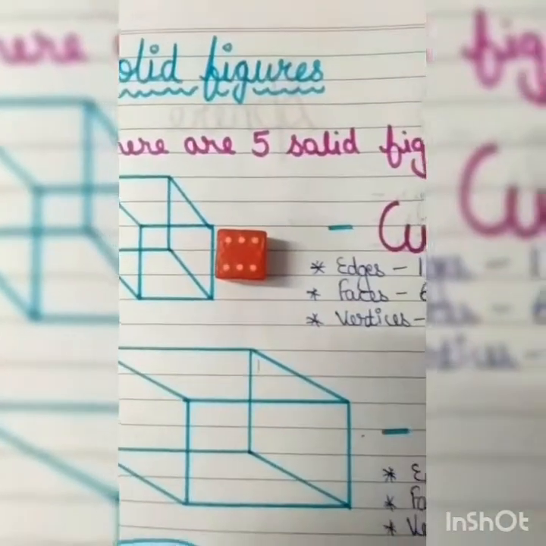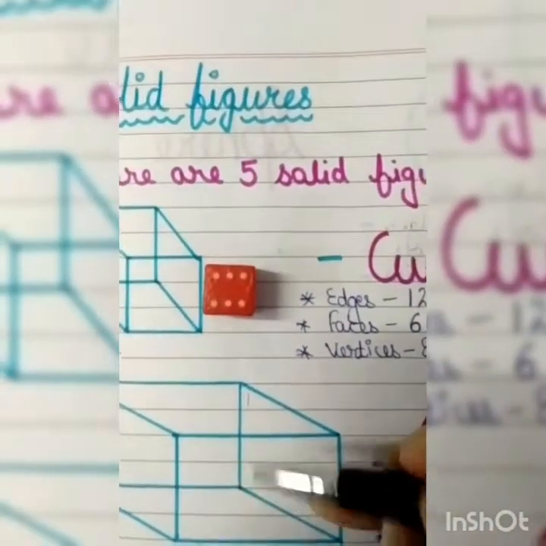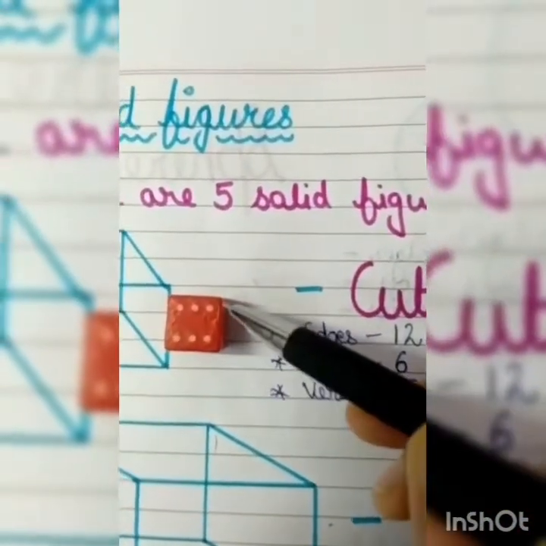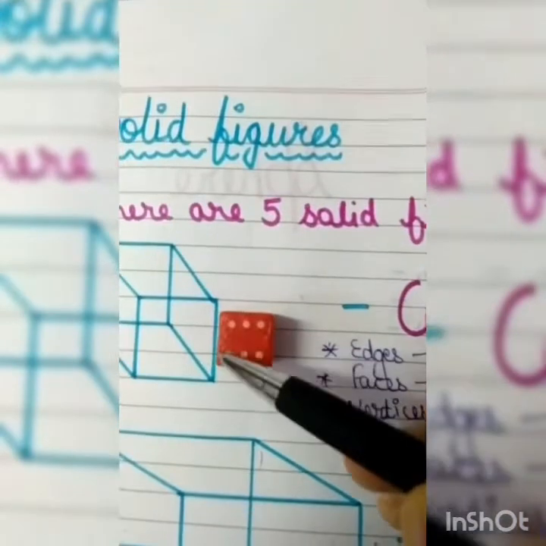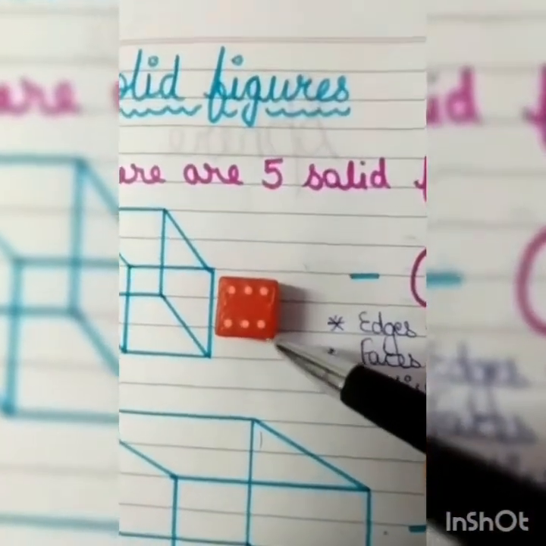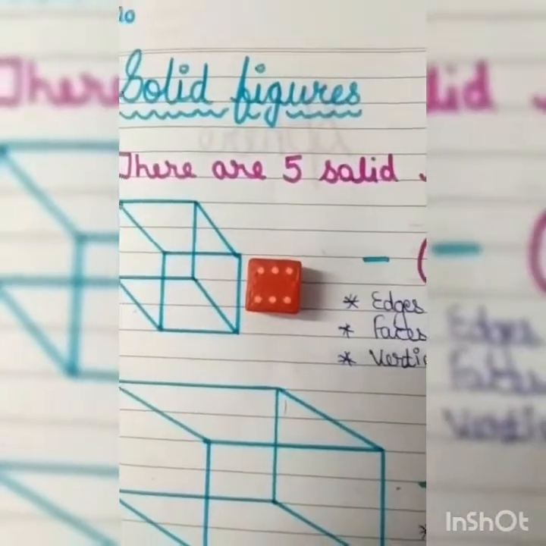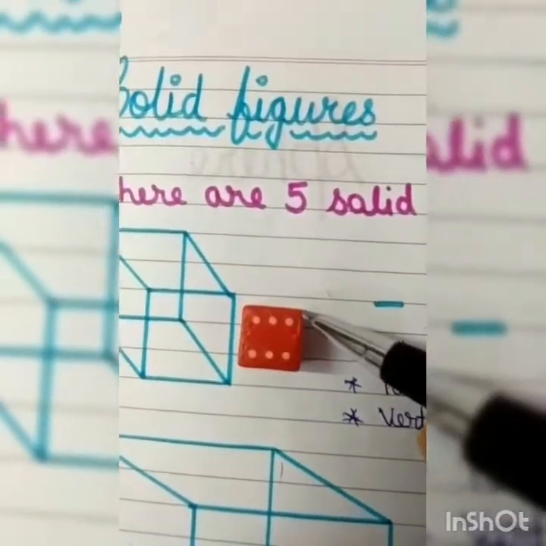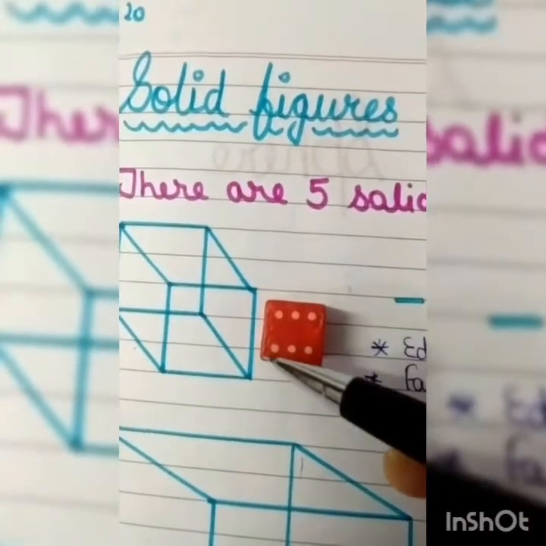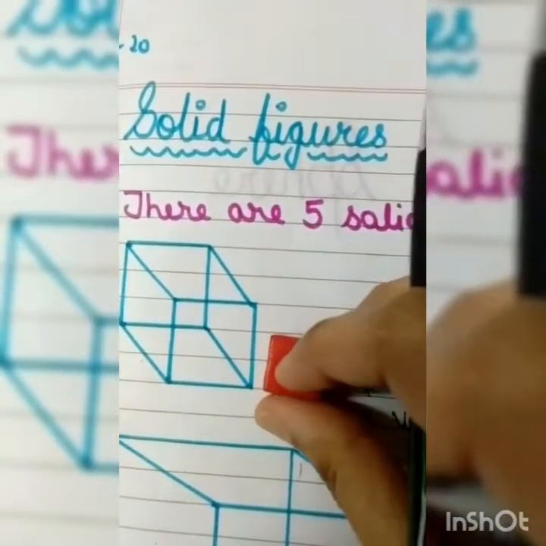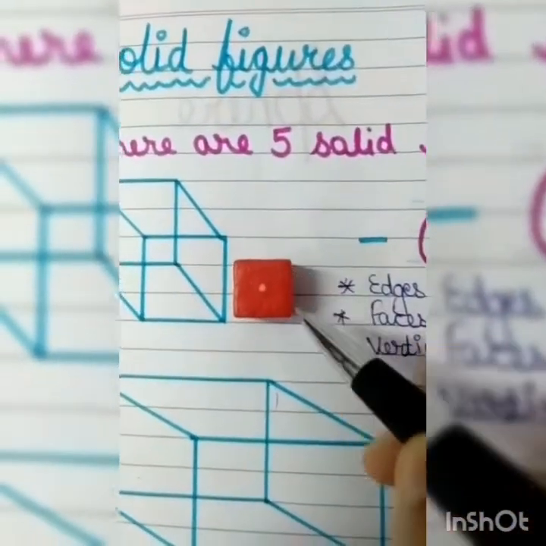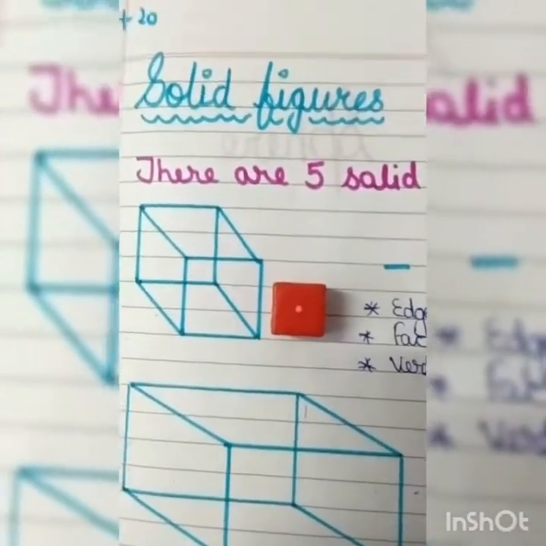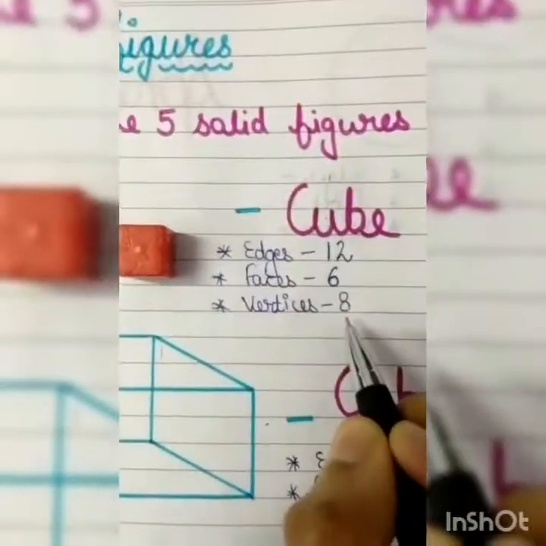So now students, we are going to write the vertices of cube. So what is vertices? Vertices is where the edges end. Like this point to this point, this point to this point. This is called vertices. Okay students? Now count it. 1, 2, 3, 4, 5, 6, 7, 8. So cube has 8 vertices, as you can see.